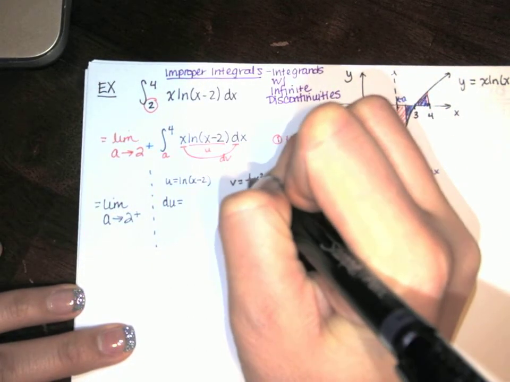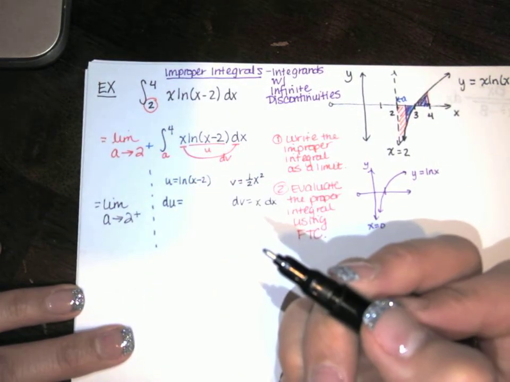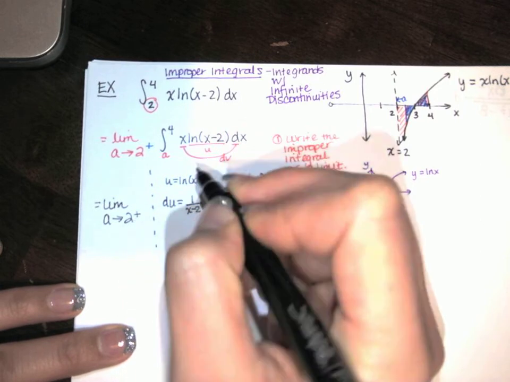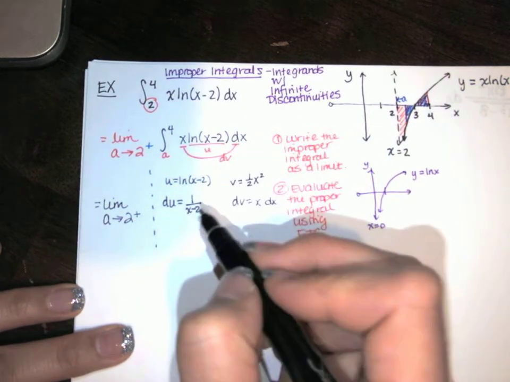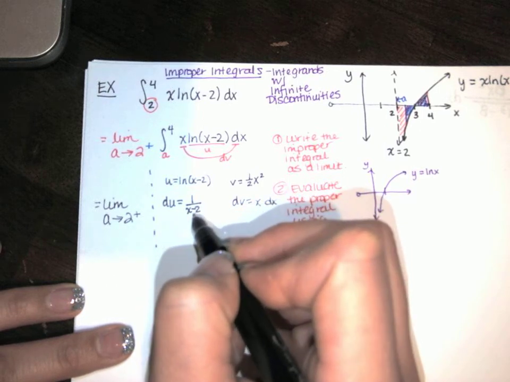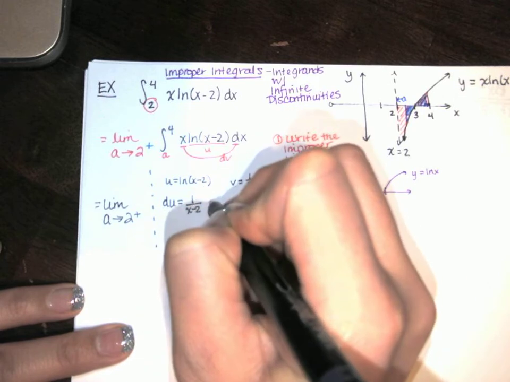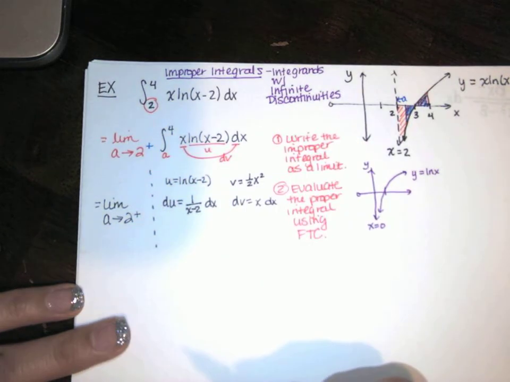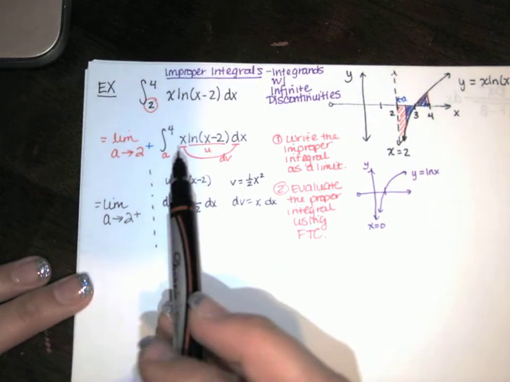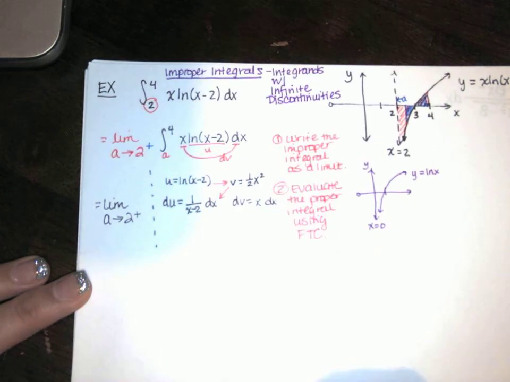add 1 to the exponent, divide by the new exponent to get v, and then take the derivative of natural log of x minus 2. So we get 1 over x minus 2. The derivative of log of something is 1 over that something, it's 1 over the function inside, times the derivative of the inside by the chain rule. And the derivative of the inside is just a 1. So this is our derivative, and then don't forget to multiply by dx to get the differential. Now, according to integration by parts, the integral of u dv is uv minus the integral of v du.